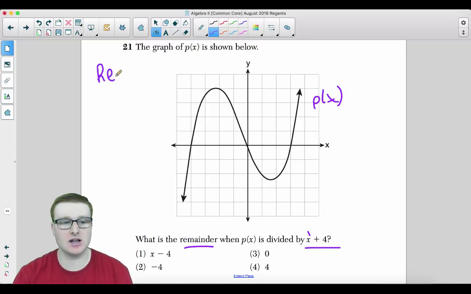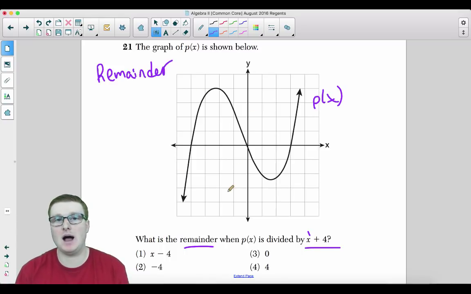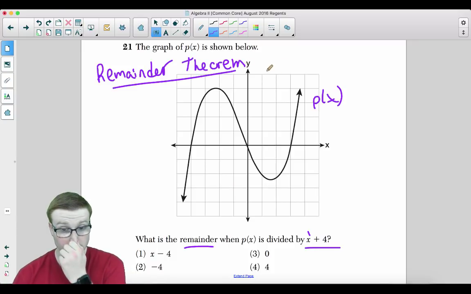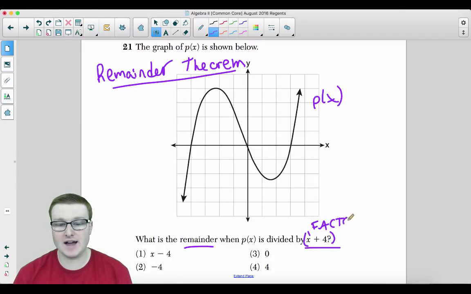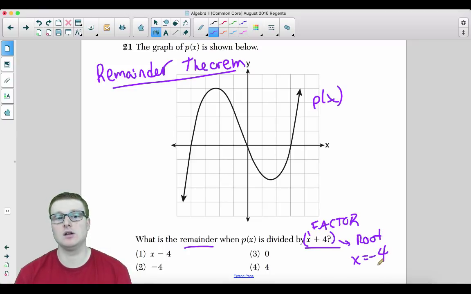So this really tests your knowledge on the remainder theorem. You could use synthetic division, but unfortunately they don't give you a polynomial equation to use synthetic division. So they're asking you to apply your knowledge of the remainder theorem. Remember, your factor is x plus 4. That means that your root is x equals negative 4.